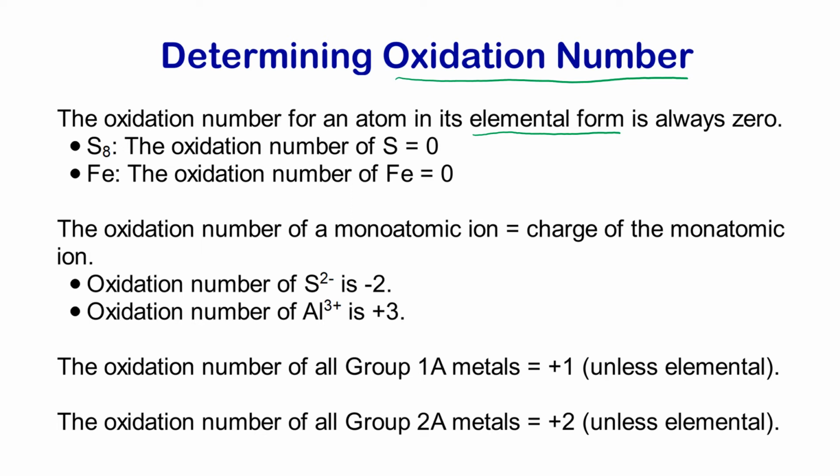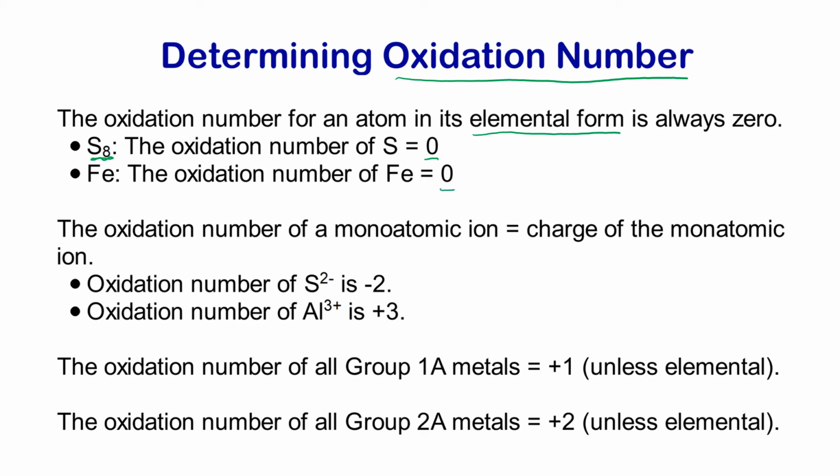So the first rule is that the oxidation number for an atom in its elemental form, so an atom that is just by itself, is always going to be 0. So S8, remember sulfur is a polyatomic element, so when it's by itself it appears in 8s. Since that is in its elemental form, it is always going to have an oxidation number of 0. Iron, another example, if it's iron by itself, it'll have an oxidation number of 0.